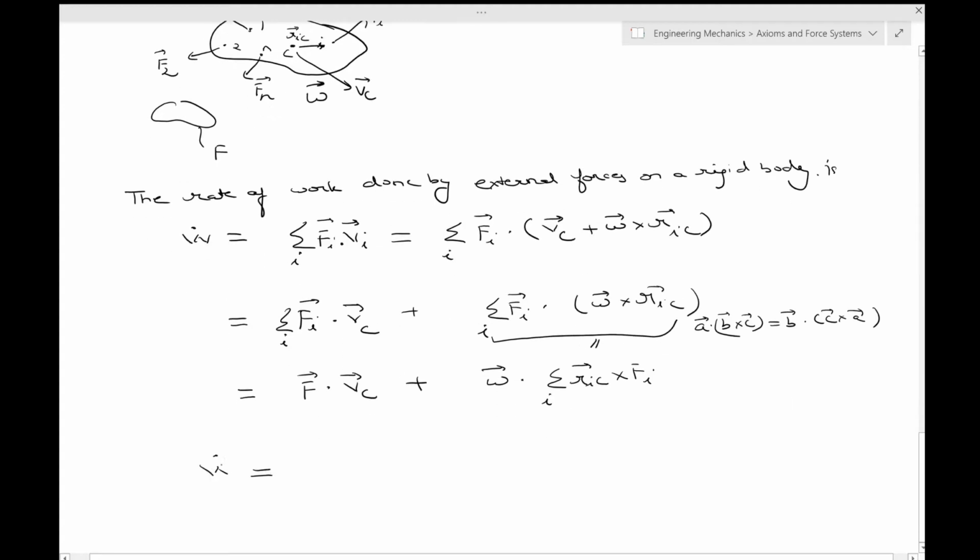So W dot is equal to F dot Vc. F is the total force, a total external force, plus Mc dot omega. Okay, and this whole quantity is Mc, the moment about this point C, and this is because A dot B is equal to B dot A. So this is 2.33.